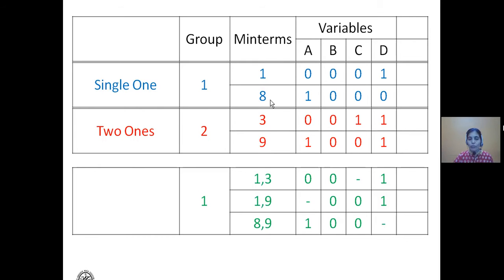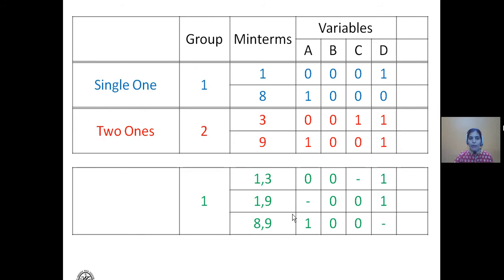The only pair which is not included over here is 8, comma 3. Let's look at why. A is changing, A is 1 and A is 0 over here, so one change. B is 0, 0. C is changing from 0 to 1, so this is the second variable change. And D is also changing from 0 to 1, so the third variable change. So 8 and 3 cannot be combined to form a group of two ones because they have three variable changes. So the possible combinations for a pair of two ones are these three.